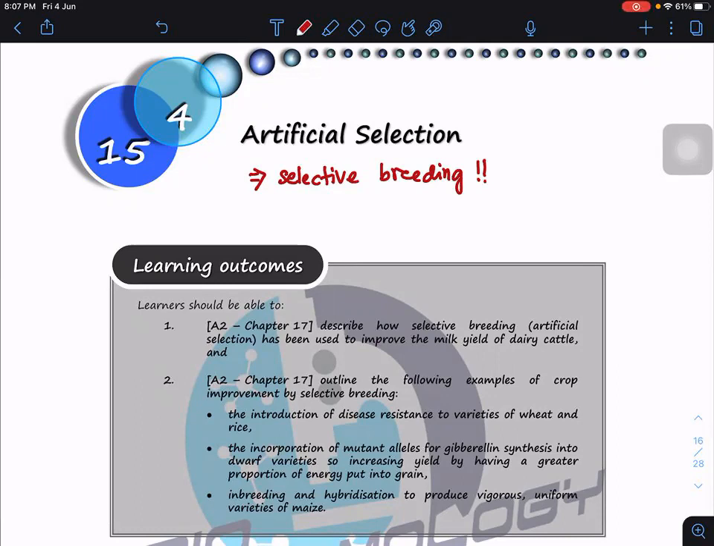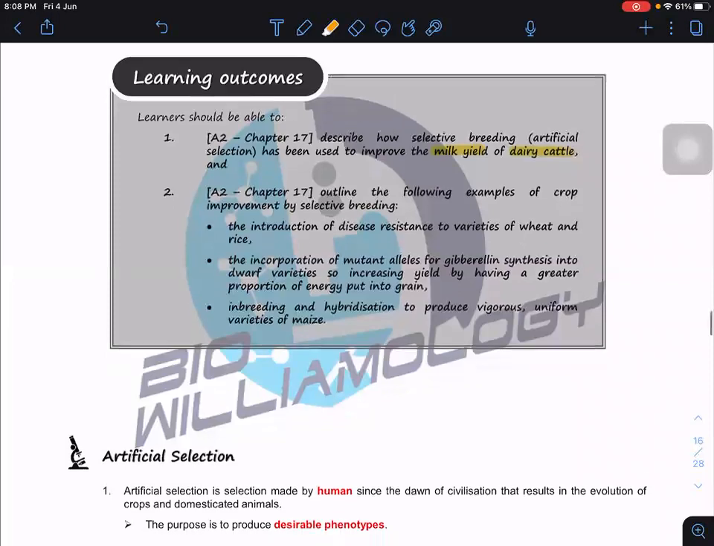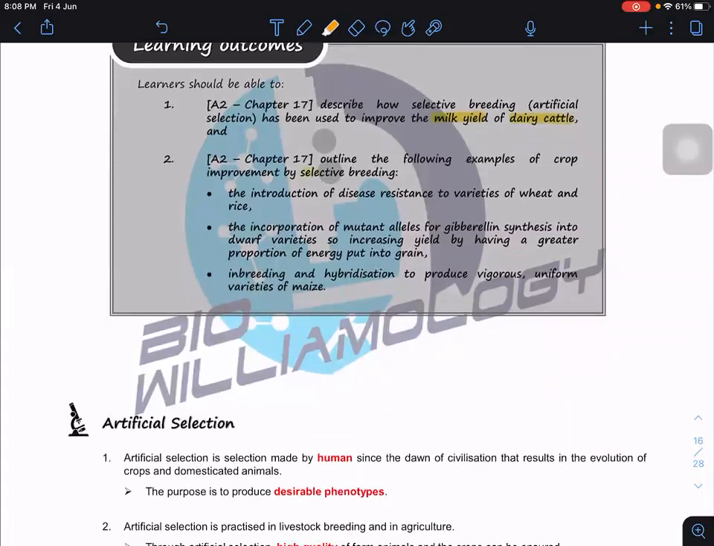Today we're going to look at how artificial selection has been done on animals as well as crop plants to increase the yield. Now look at this. What are the learning outcomes? We're going to describe how selective breeding has been used to improve the milk yield of dairy cattle. Basically, we choose the variants that can produce a high quality or high quantity of milk, then we breed them.